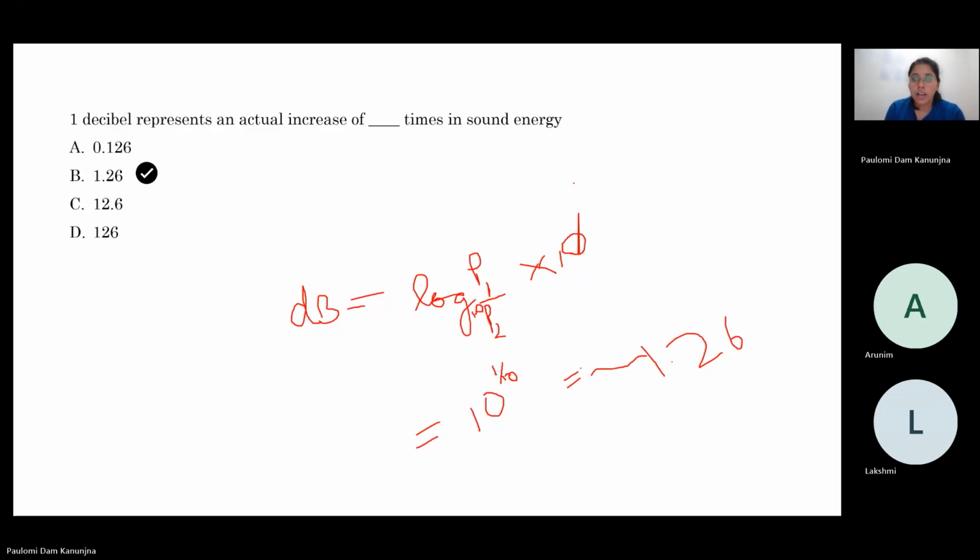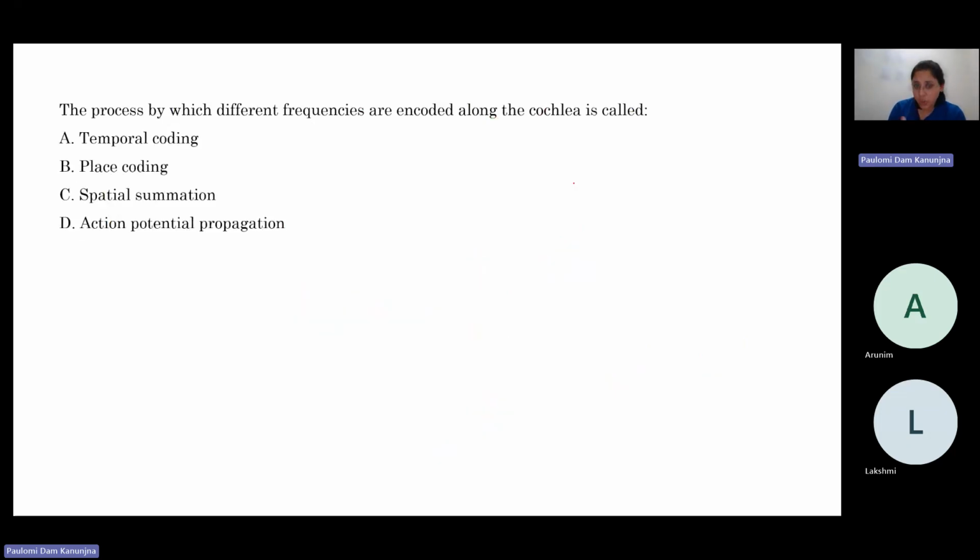Meanwhile, you try to answer this question. I will get that thing on the slide for you. So the process by which different frequencies are encoded, which is basically decoding, along the cochlea. So what happens when different frequencies are decoded? So you try to answer that. I will show you this quickly.